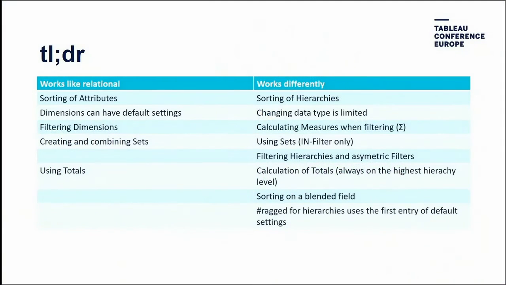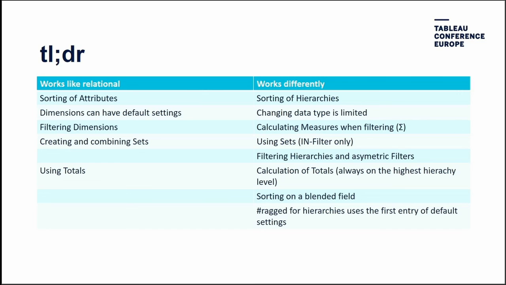Cool. All right, so quick wrap-up of what we just learned. On the left side, what works like it would in the relational world, and what works differently when we work with cubes. Sorting of attributes, just dimensions actually, works by default like in the relational world. Sorting of hierarchies doesn't. Then you have to go back to your cube master and ask, please change the cube. Default settings, just very usual stuff that you know from the relational world, also work in the cube world. That's already great.